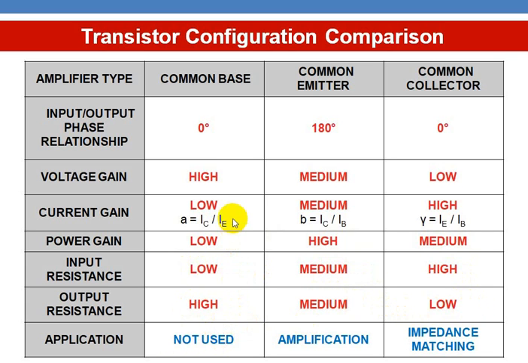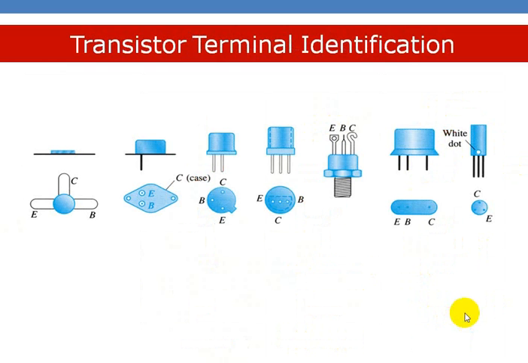If you want to use a transistor in a particular configuration, particularly for amplifier applications, the input resistance must be high or at least medium, and output resistance must be low. So this configuration does not suit the requirement, so it is not used. Whereas this configuration is used for amplification purpose, and the common collector is only used for impedance matching.